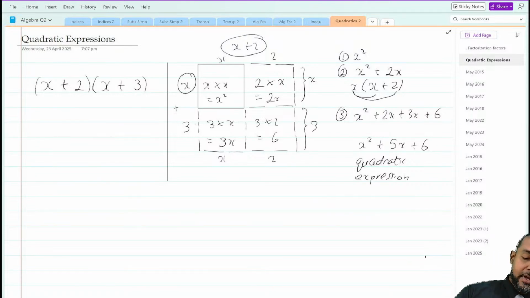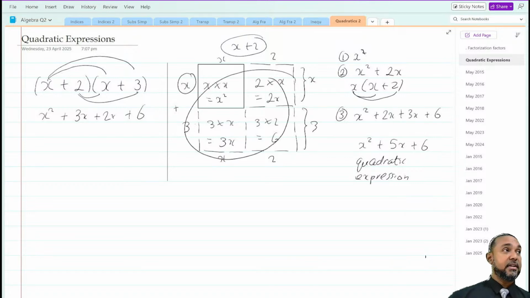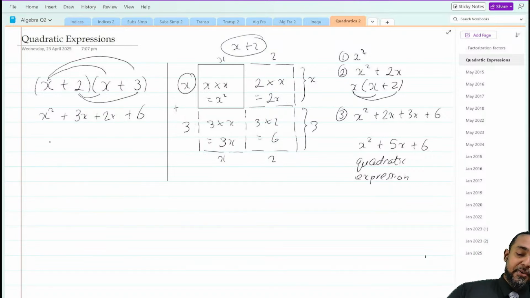So let's go. x by x will give us x squared. We could do x by 3 first, it doesn't matter, we get 3x. 2 by x will give us 2x, and 2 by 3 will give us 6, which is exactly the same as inside of here, just in a different sequence. But when you add, does it matter the sequence in which you add the terms? No, 1 plus 2 plus 3 is the same as 2 plus 3 plus 1, same as 3 plus 1 plus 2. And of course, when you add 3x and 2x, you get 5x.